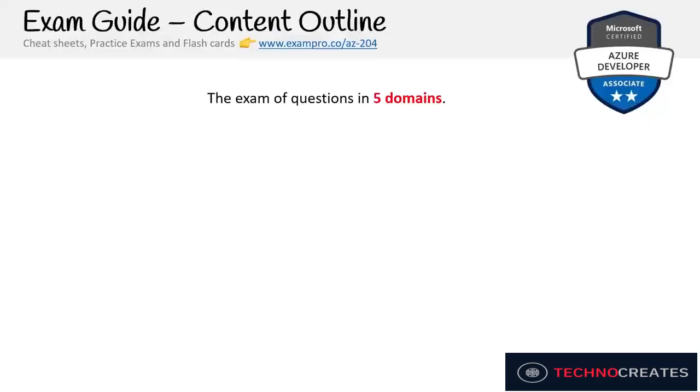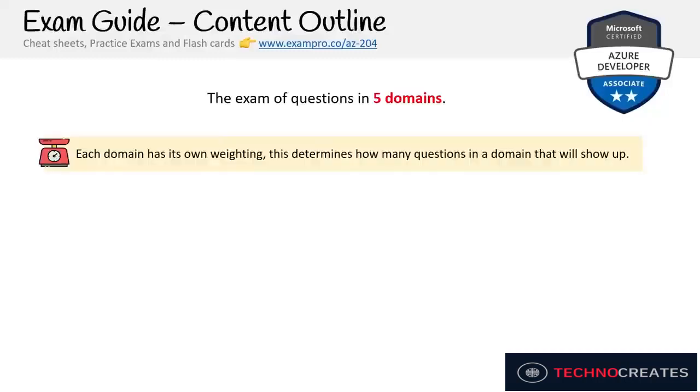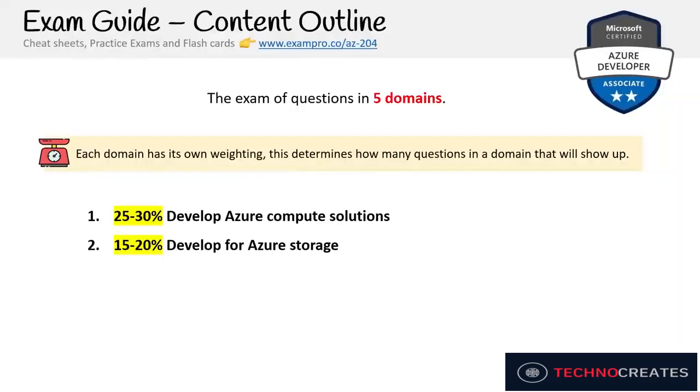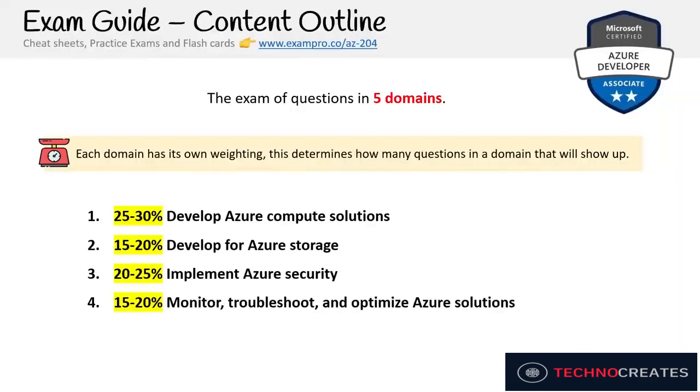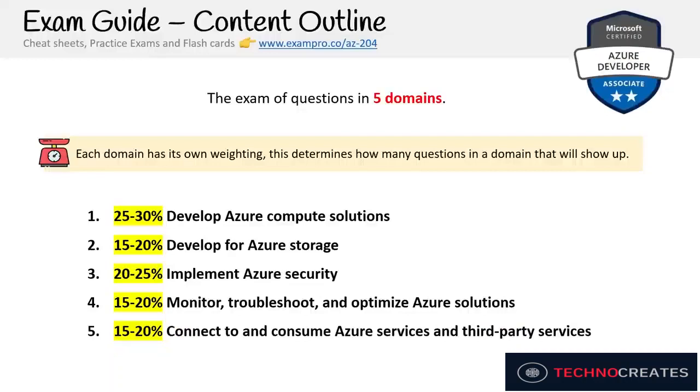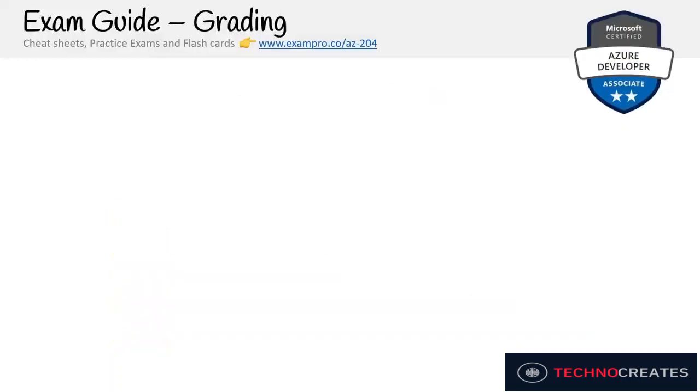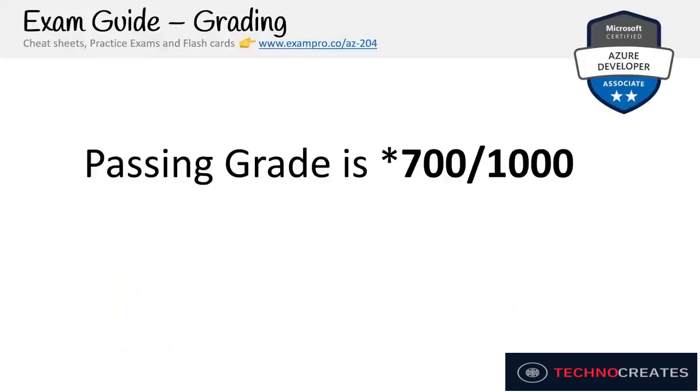For the content outline, we've got 5 domains. Each domain has its own weighting that determines how many questions in a domain will show up. And Azure is interesting because they do a range of questions. So it's not a guaranteed amount of questions on the exam. It's going to be between ranges. So the first is develop Azure compute solutions, develop for Azure storage, implement Azure security, monitor, troubleshoot, and optimize Azure solutions, and connect to and consume Azure services and third-party services. In terms of the grading, you've got to get about 70% to pass.